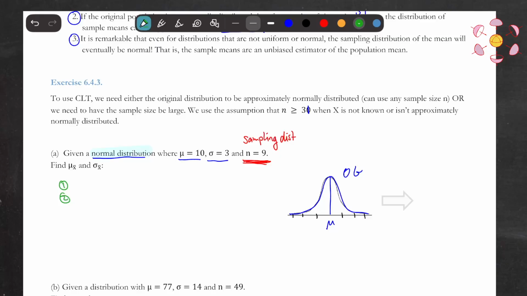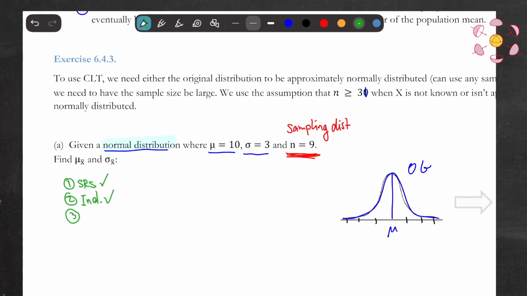So we got to practice this. SRS check, independent check. I always just abbreviate this stuff. And number 3, let me zoom in a tiny bit. Either the original is normal or n is bigger than 30. Since n is 9, this requirement is not true. However, we can put a check mark under normal because that was told to us in the statement of the problem.